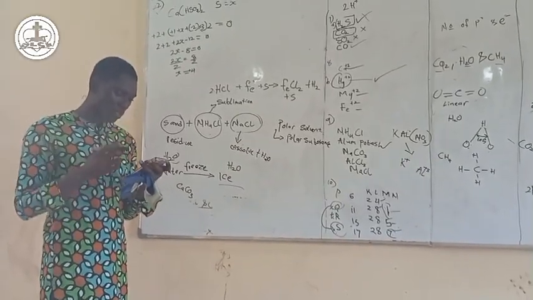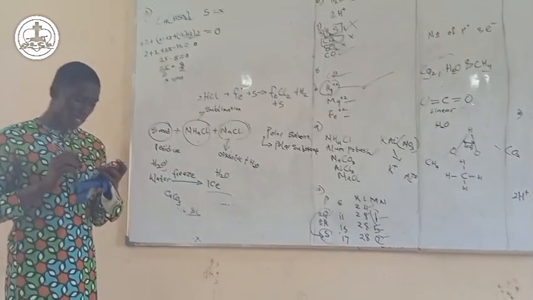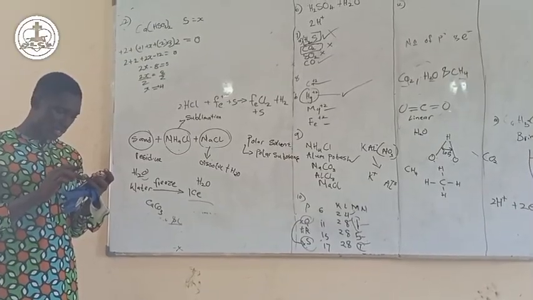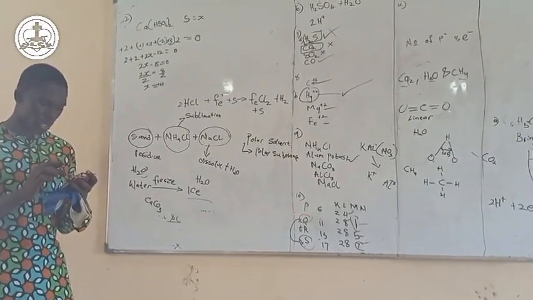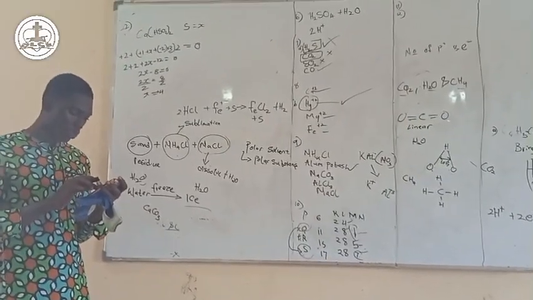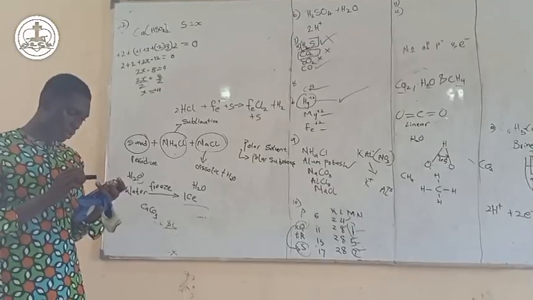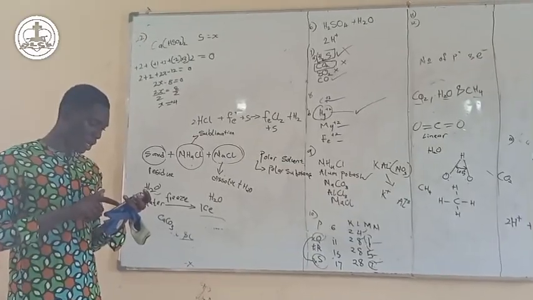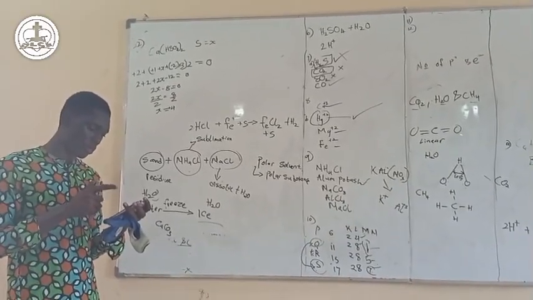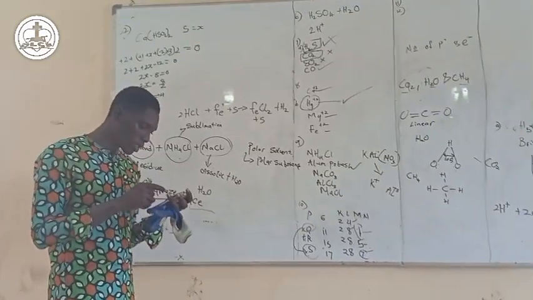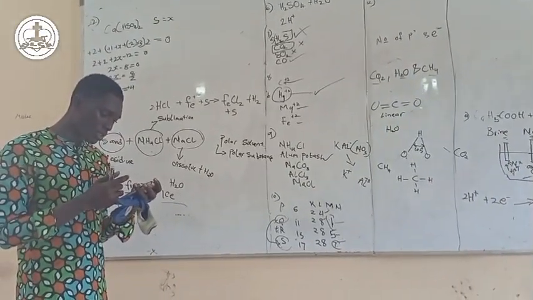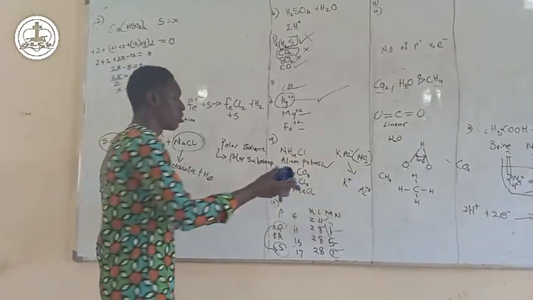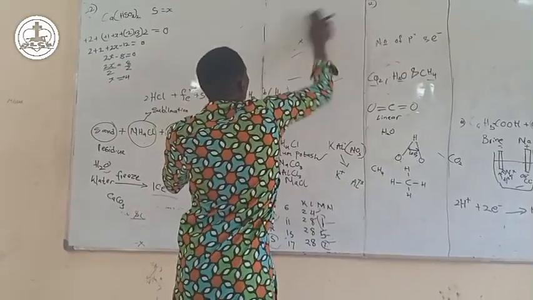It says copper oxide is heated with charcoal to produce carbon monoxide and copper. The reaction is an example of A, both oxidation and reduction. B, neither oxidation nor reduction. C, oxidation only. D, reduction only. Then E, neutralization. Okay, I would like to show the solution to this on the board.